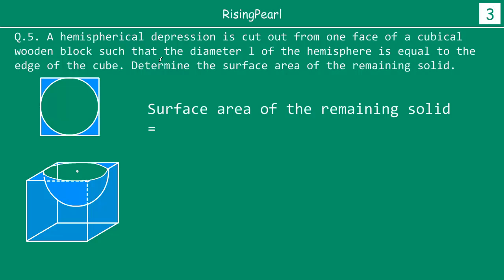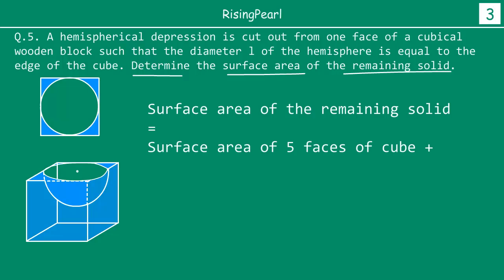So what is being asked? Determine the surface area of the remaining solid. So the surface area of the remaining solid is, we start out by looking at the surface area of the 5 faces of the cube. Remember, whenever we think about surface area, we think, okay, what is the area on which we have to apply paint?